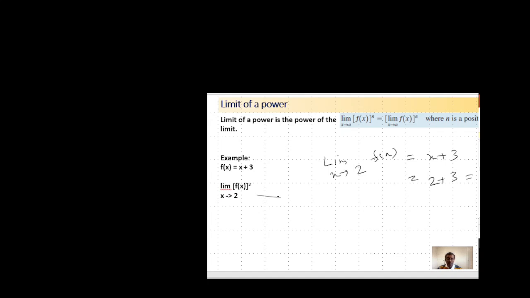So if we need to find the limit as x approaches 2 for this function and the power is 2, then we can do inside this, we already calculated this 5, and then raise it to the power. So 25 is going to be the answer. Let's summarize. If we need to find the limit as x approaches a value for a function raised to a power, then we can find the limit of the same function and then raise it to the power later.